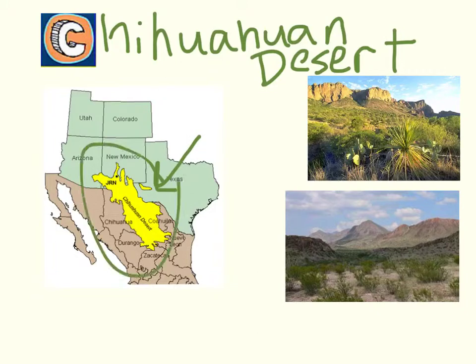as you can see on the map. The Chihuahuan Desert is 140,000 square miles, and you can see in the pictures on the right that it includes both mountains and sandy areas.